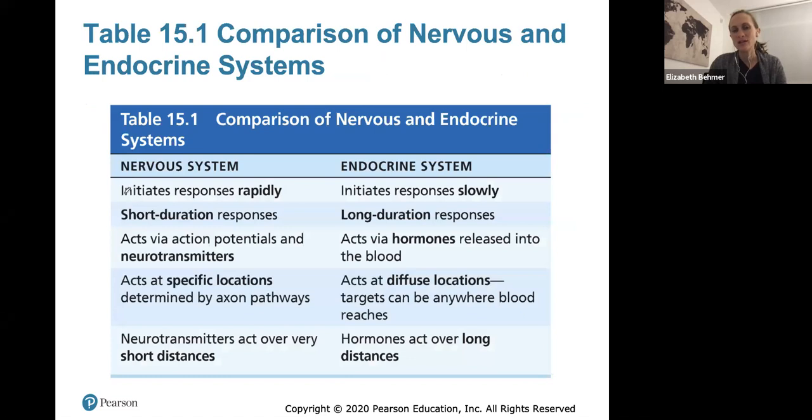So this is a little bit of comparison of your nervous and endocrine system. Basically, what we just talked about in your nervous system, you know that everything responds really, really rapidly. For example, if you want to take a drink of water, your brain moves your arm over and you drink that water. So responses happen instantaneously in your nervous system, but they're much shorter lasting.